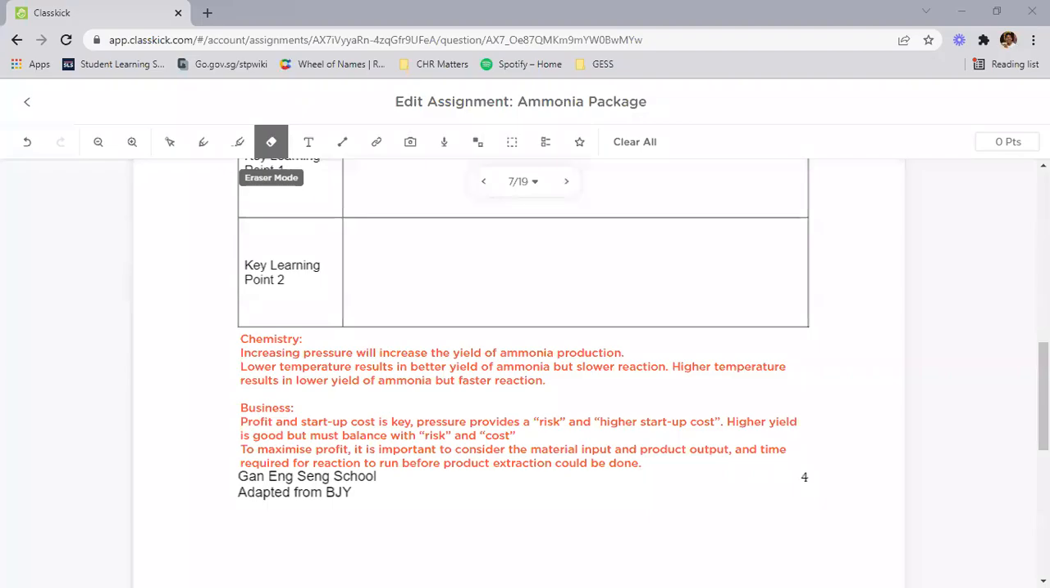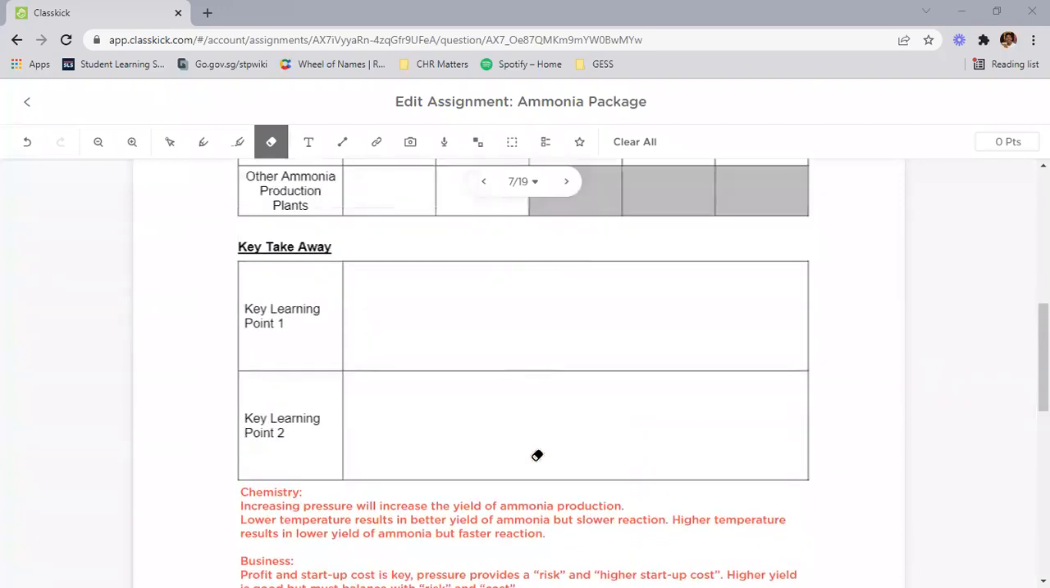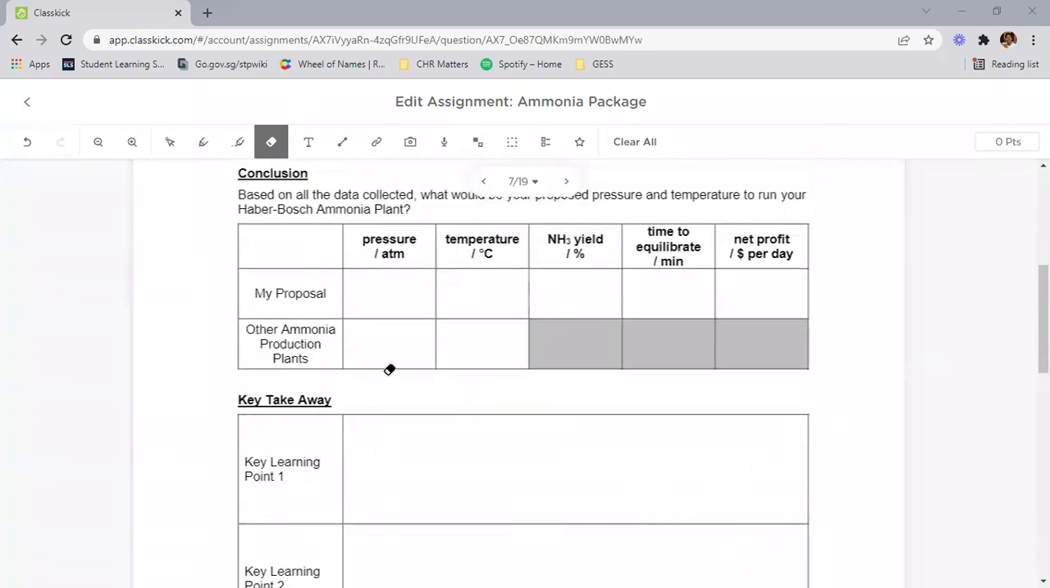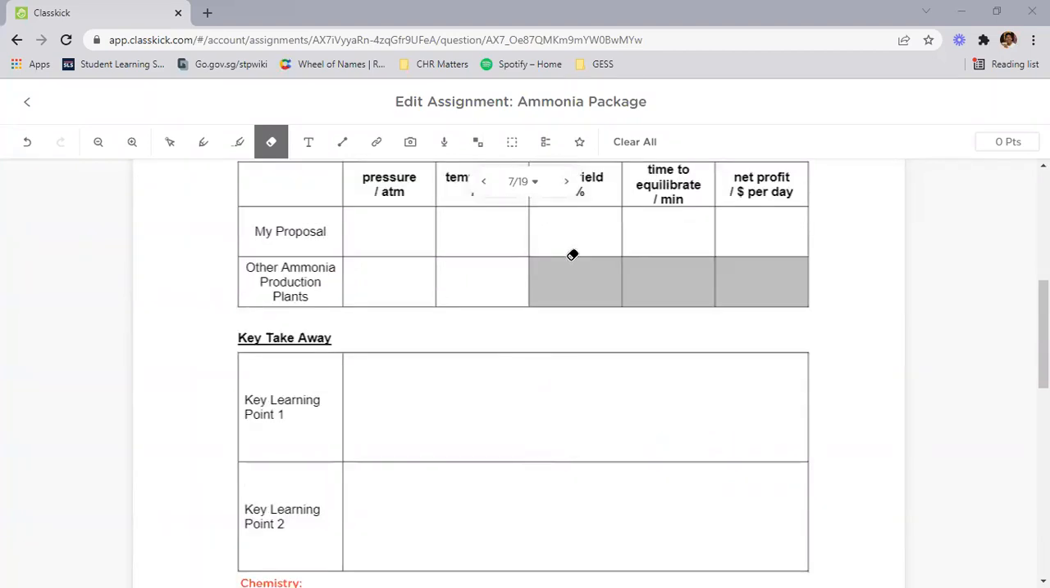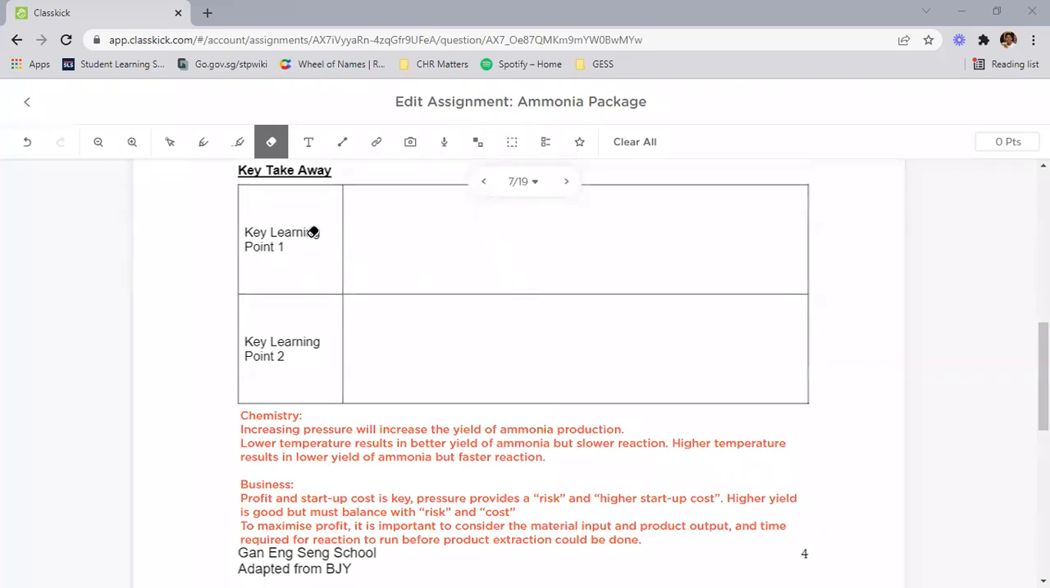Okay, everybody, so we're going to resume from our last lesson. When you did the activity previously, you used the ammonia plant and checked what pressure and what temperature would be good to increase the ammonia yield. Out of the whole activity, I just want to start off with the key points first, in terms of the chemistry from the learning activity.